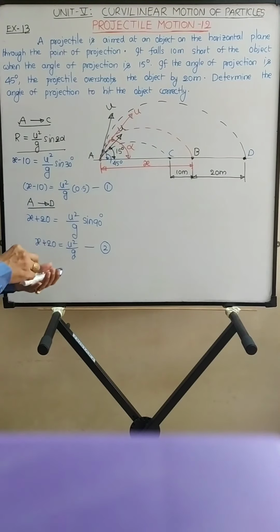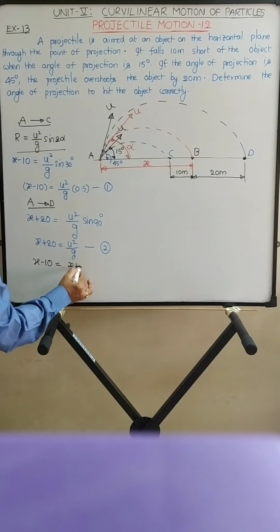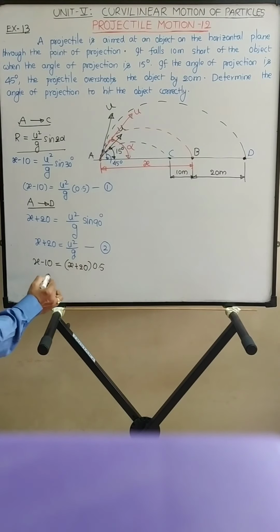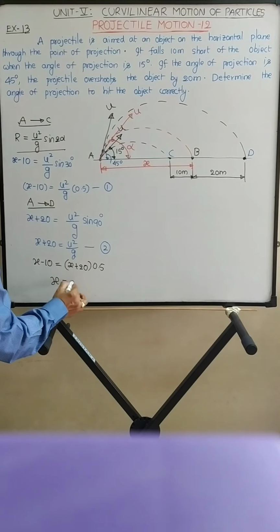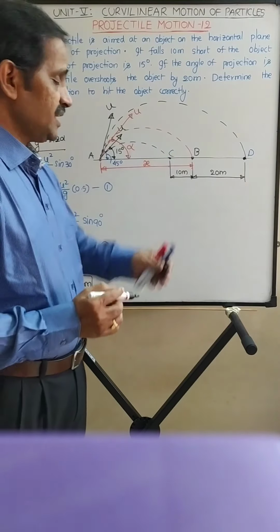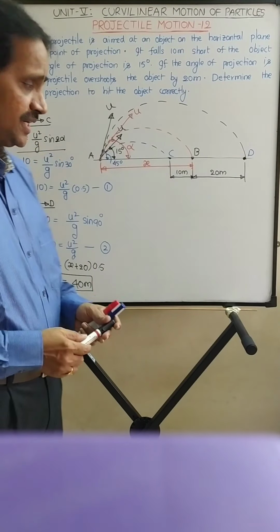So solving equations 1 and 2, you have x minus 10 is equal to u square upon g, which is x plus 20, into 0.5. So you will get x as 40 meters. That means the object is located at a distance of 40 meters from the point of projection, right?